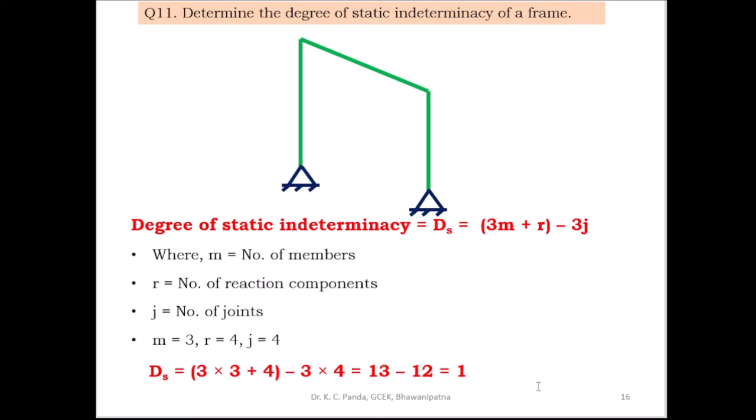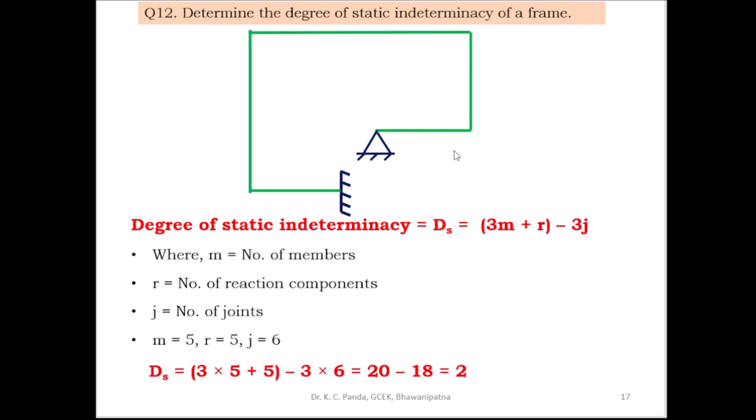Also you can find it using another approach. Here, because this is internally determinate, DSI is equal to 0, and externally indeterminate, so DSC is equal to R minus 3. R is equal to 4, so DSC is equal to 4 minus 3 is equal to 1, so DS is equal to 1 plus 0 is equal to 1. So this is the degree of static indeterminacy.